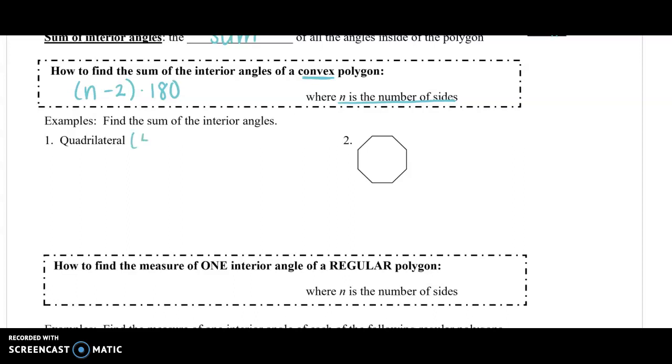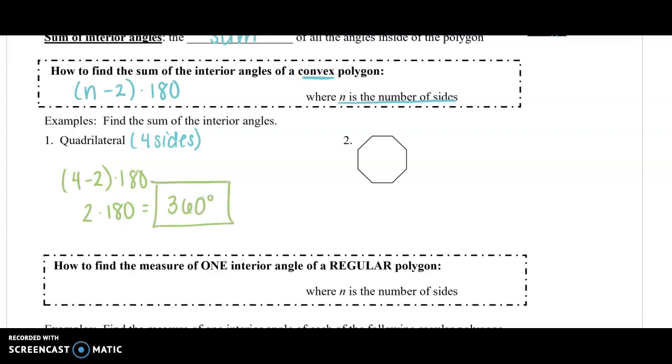Okay, so find the sum of the interior angles. A quadrilateral has 4 sides. So we put 4 in for n, so it would be 4 minus 2 times 180. 4 minus 2 is 2, that's in parentheses, that's why we're doing that first. Times 180 means it would be 360 degrees.